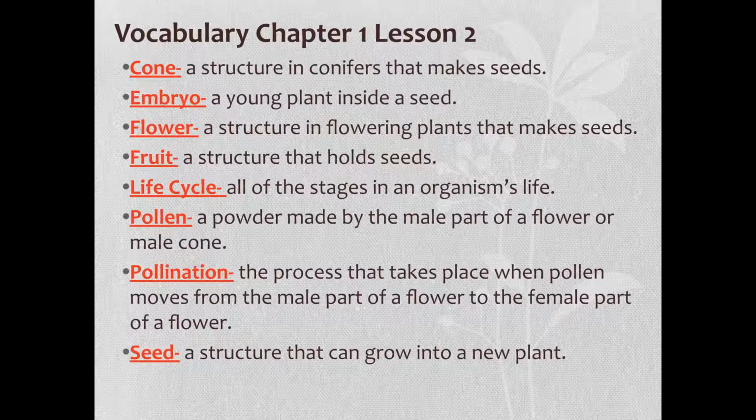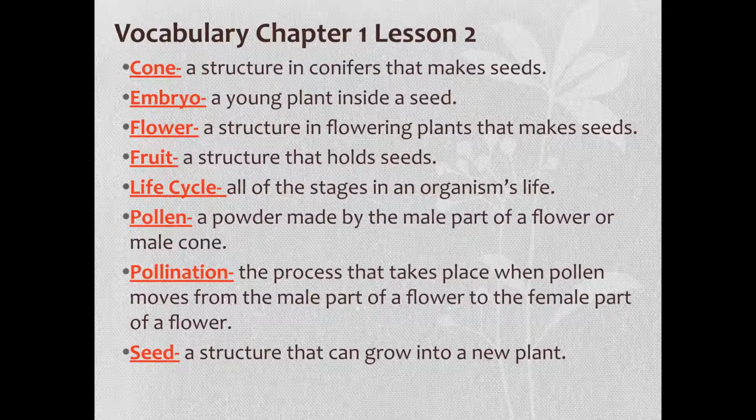Let's start out by talking about a cone, and you've heard that. That is the structure in conifers that actually makes the seeds. Embryo, a young plant inside a seed. Flower, a structure in flowering plants that makes seeds. Fruit, that's the structure or the part that holds the seeds in some plants. Life cycle. Life cycle is all the stages in an organism's life, how it develops into being a grown-up or an adult.